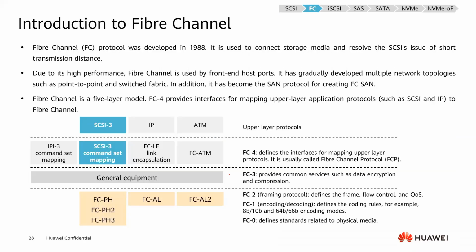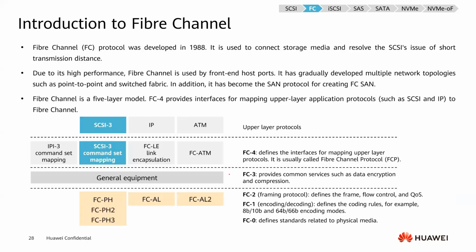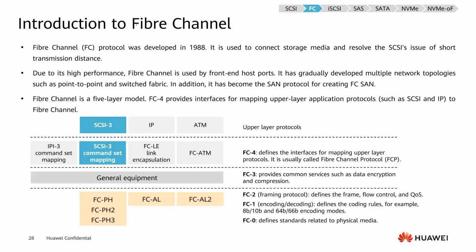And for the transport protocol, we have FC. The Fibre Channel protocol was deployed in 1988. It is used to connect storage media and resolve SCSI's issue of short transmission distance. Okay, this is the FC. It is a transport protocol of SCSI, so sometimes we call it FC SCSI.